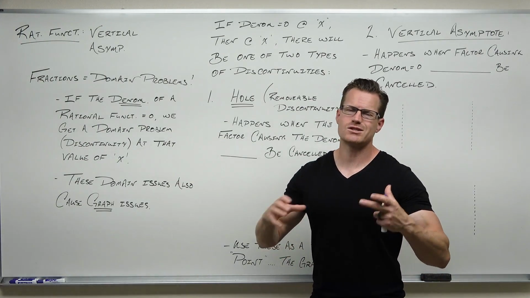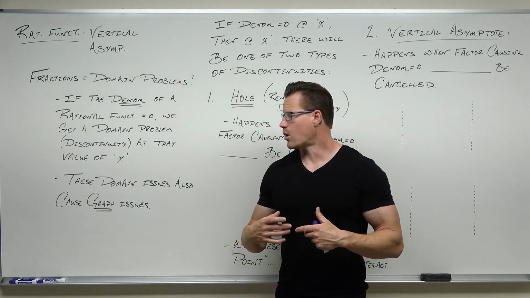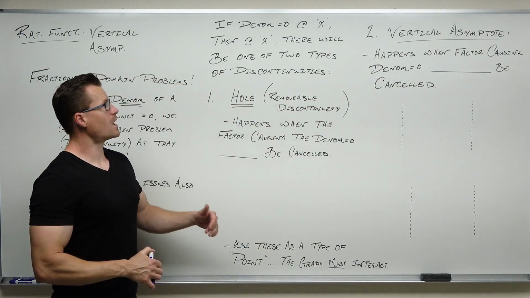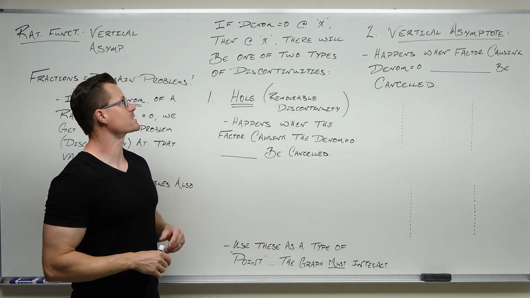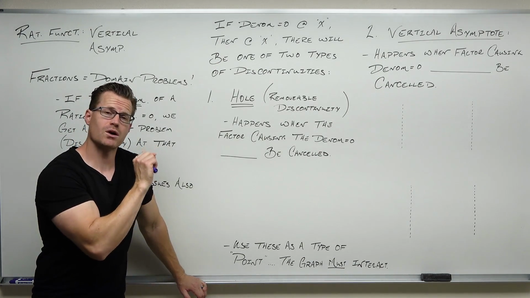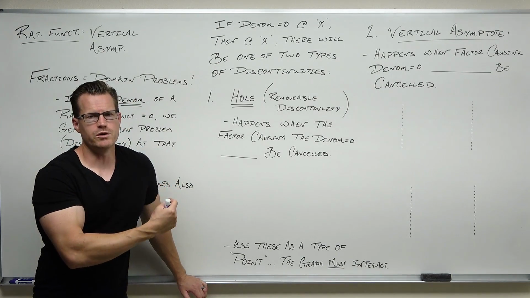Now, these things, these domain issues, these values of x, they will also cause graph issues. We're going to jump right into what those are. So if your denominator equals 0 at this x, then at x, there's going to be one of two types of discontinuities. The first is a hole, or what's called a removable discontinuity.